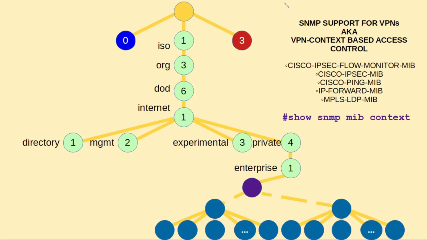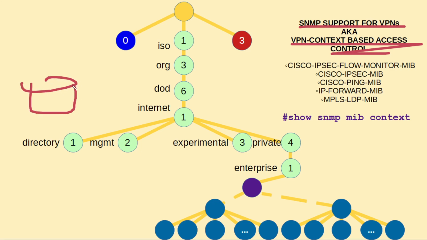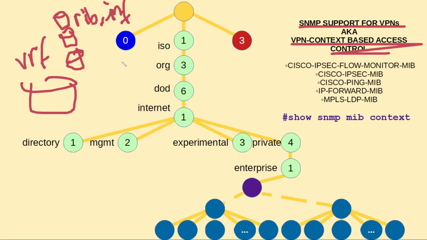Now let's talk about a Cisco feature that is known as SNMP support for VPNs, that is also known as VPN context-based control. Remember that in a Cisco device you can create VRFs, where each VRF will have its own settings, its own set of interfaces. So what if you want to gather information that comes from a particular VRF? So in this case, you can use this feature.